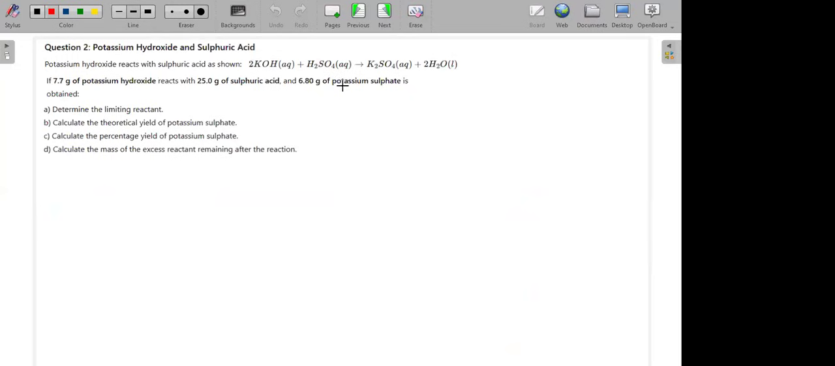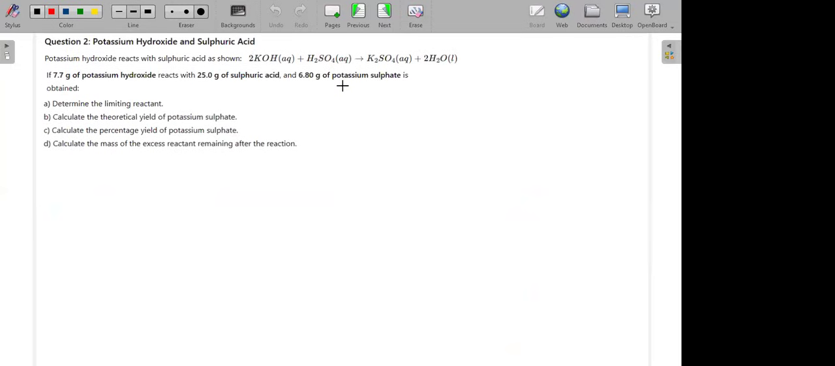So this is part 2 here. The concept is just the same. It's just that the reactants now are different, the masses are different, but we're doing the same thing. So here they're saying potassium hydroxide reacts with sulfuric acid as shown in this reaction here. Always check that the reaction is balanced, and that one there is actually balanced. And then they're saying 7.7 grams of potassium hydroxide reacts with 25 grams of sulfuric acid, and 6.80 grams of potassium sulfate is obtained.